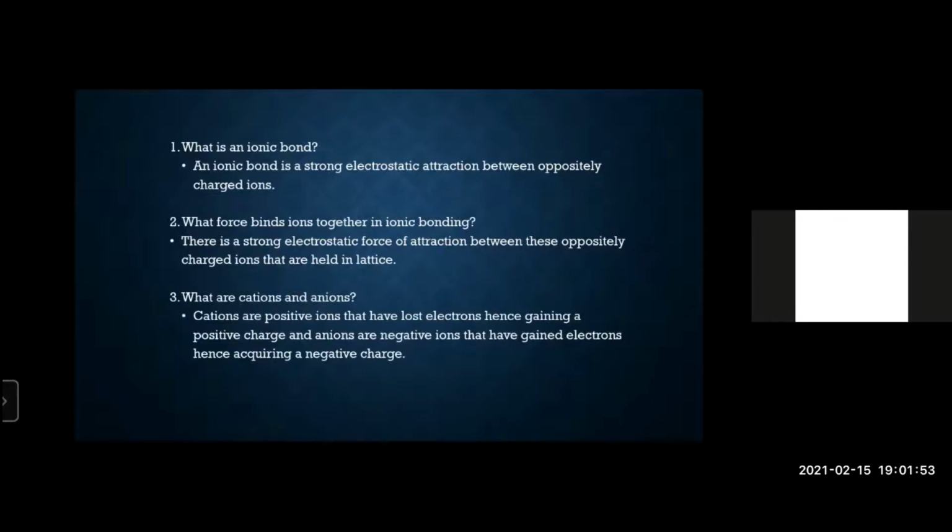What are cations and anions? I've been using these terms, but what do they mean? Cations are positively charged ions that have lost electrons, so they have more protons than electrons, resulting in a positive charge. Anions are the complete opposite. They gain electrons, hence they have more electrons than protons, which means they have a negative charge.